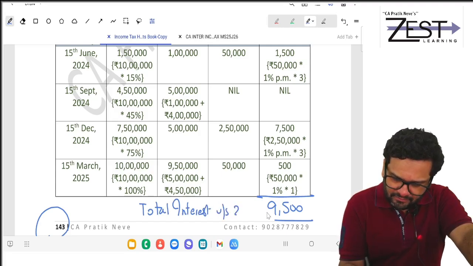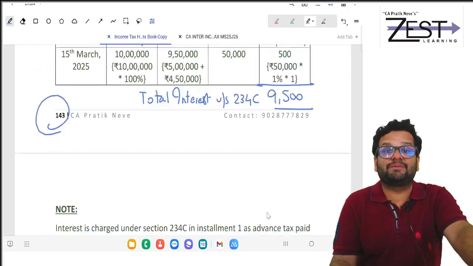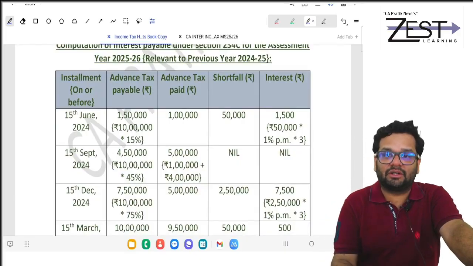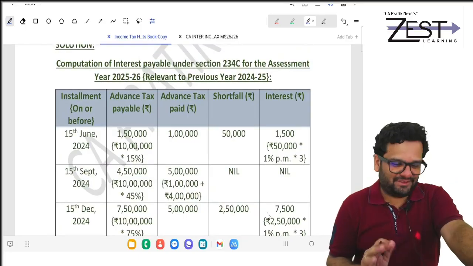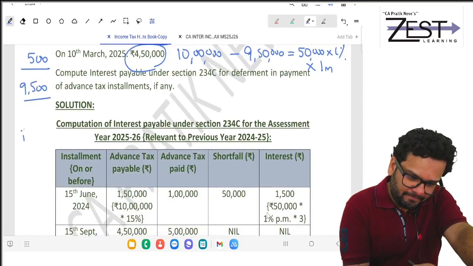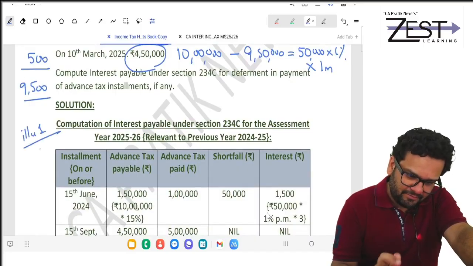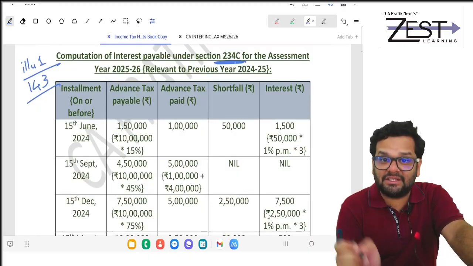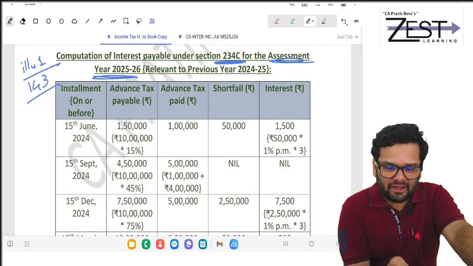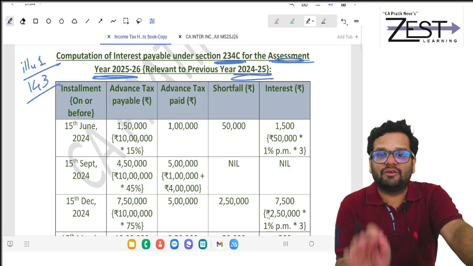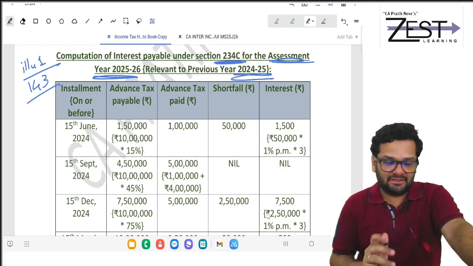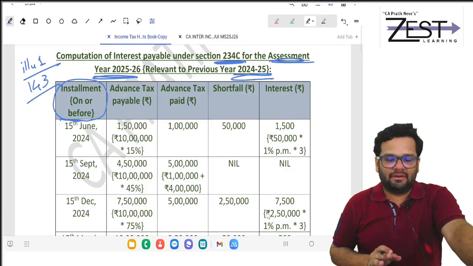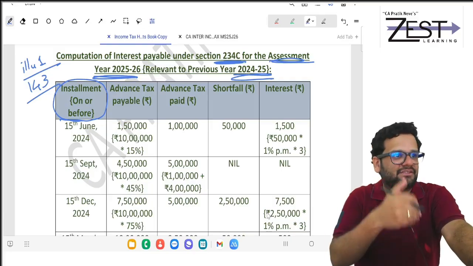Okay, now please do one thing. Do it systematically. What systematically? Always when you have to calculate interest under 234C, you will make these columns. What columns? See if it makes sense. Computation of interest under 234C for AY 25-26 relevant to PY 24-25. What column, sir? Installment. First column is installment, which installment we are discussing.